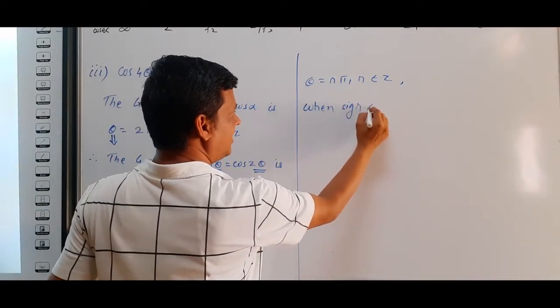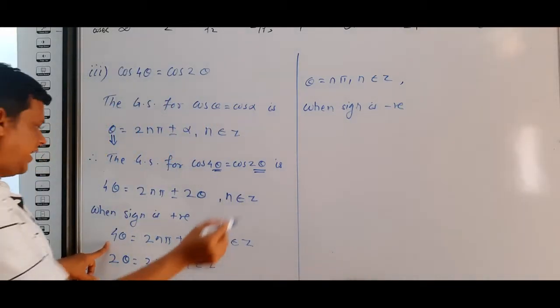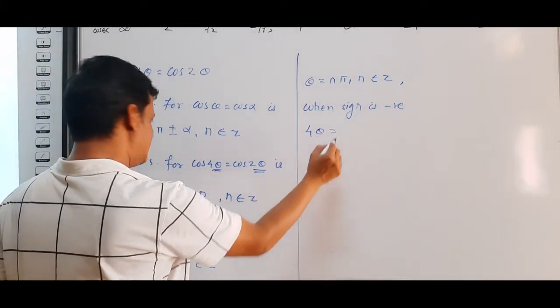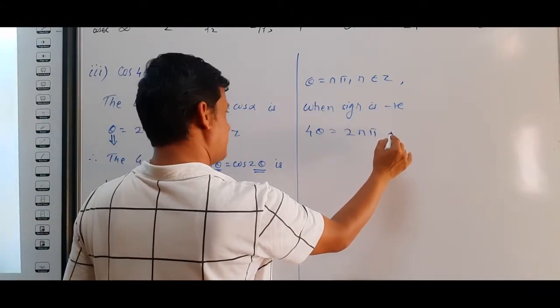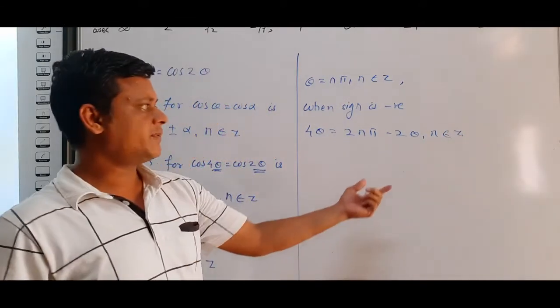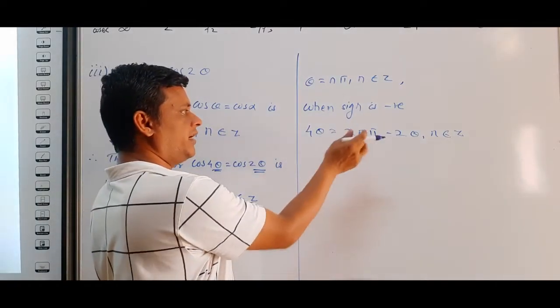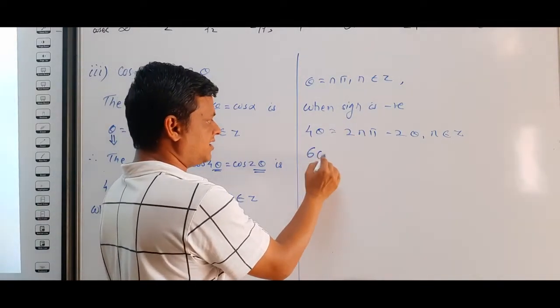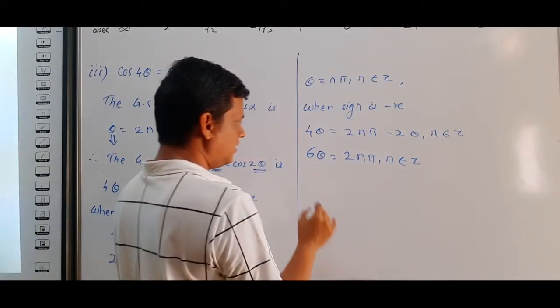When the sign is negative, we write 4 theta is equal to 2n pi minus 2 theta, n belongs to Z. Now after transferring this minus 2 theta to the left hand side, we get 4 theta plus 2 theta, that is 6 theta, is equal to 2n pi, n belongs to Z.